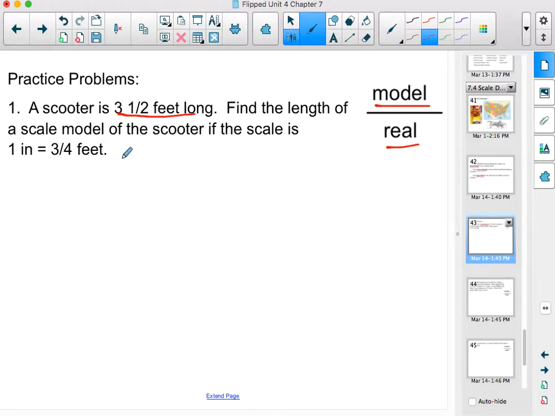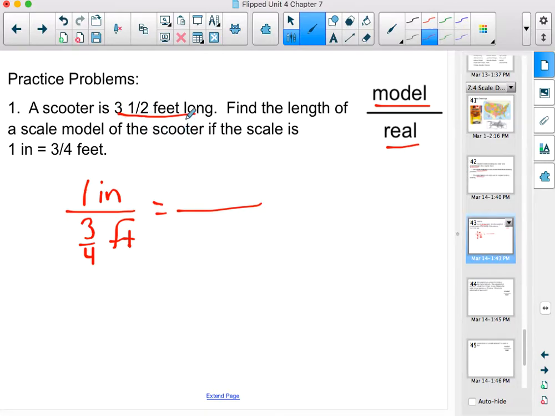So we're going to take the scale right here, and we're going to write it as a ratio. 1 inch, that's our model length, equals 3/4 feet. That's our real length. And what that means is for every 1 inch in the model, it'll be 3/4 feet in real life. So here is my first ratio. That is the scale.